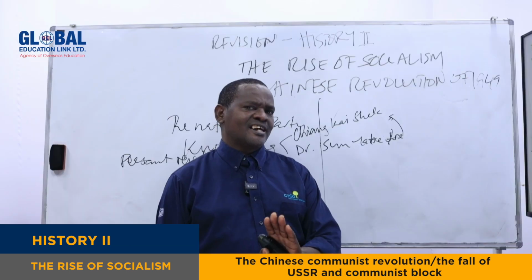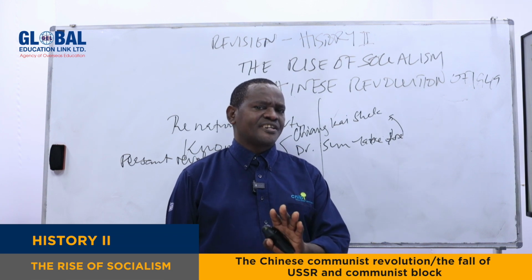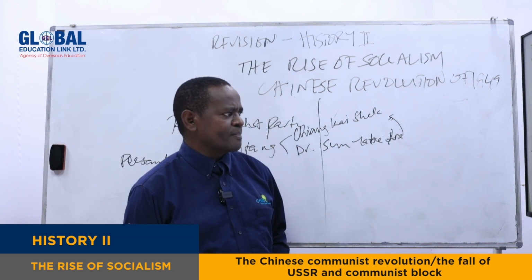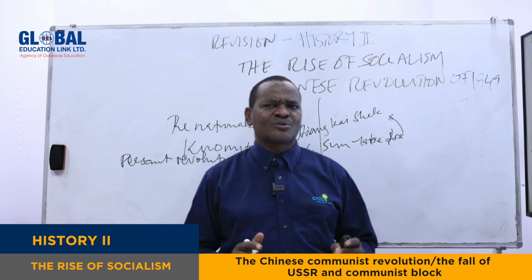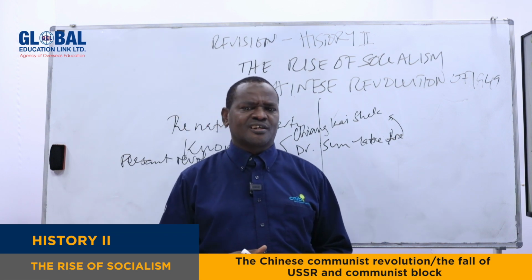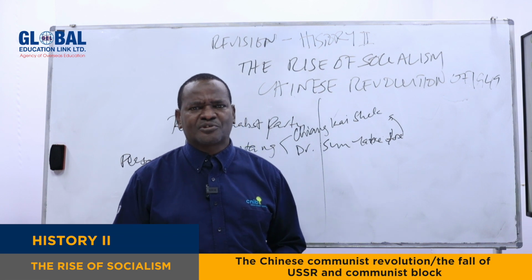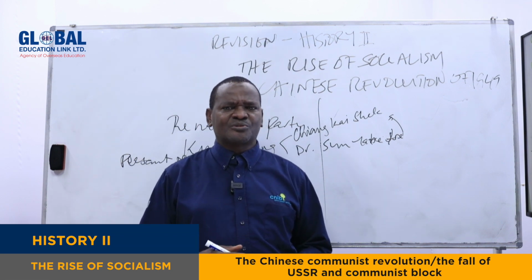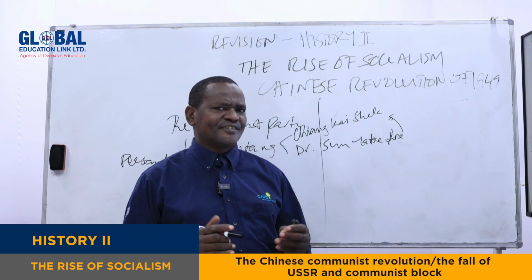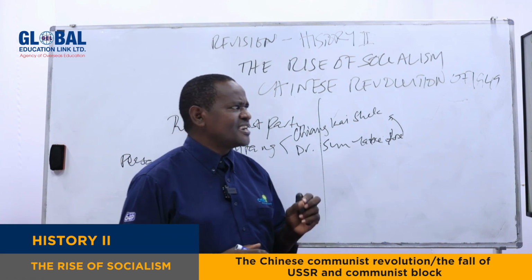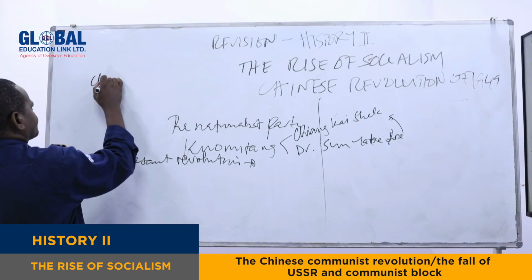As we said earlier, the Chinese Revolution was achieved after a very long series of civil wars which were fought in China up to 1949. My dear students, let's now look at the causes of the Chinese Revolution. What really caused the Chinese Revolution? A lot of political, social, and economic issues and events contributed to the Chinese Revolution. But the first cause of the Chinese Revolution is the huge Chinese population.